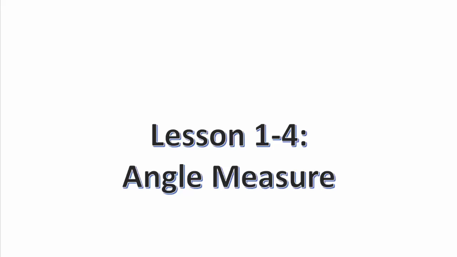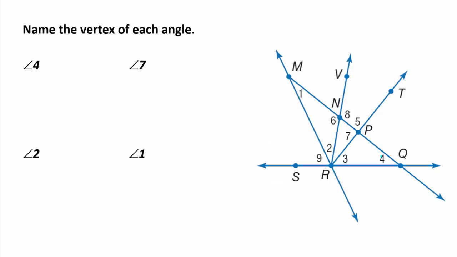Ladies and gentlemen, let's get right into the problems from 1-4 angle measure. Here we have our first figure. We've got a bunch of points, line segments, lines, rays, a lot of angles. Everything is labeled, and we're going to jump right into that first question. Actually, they just say, name the vertex of each angle.